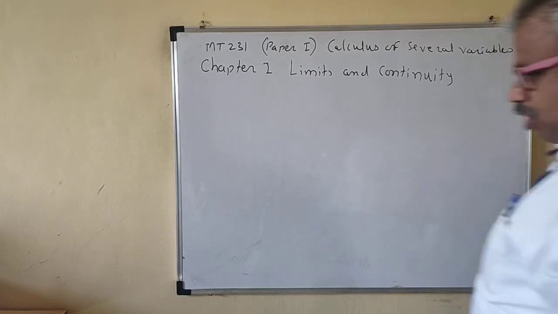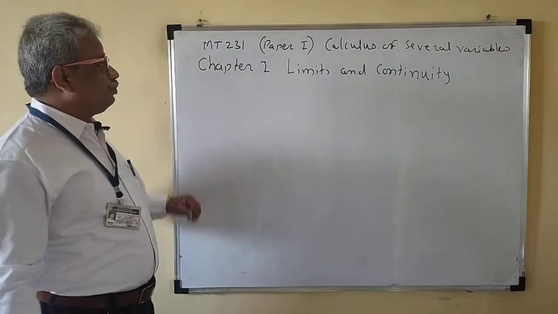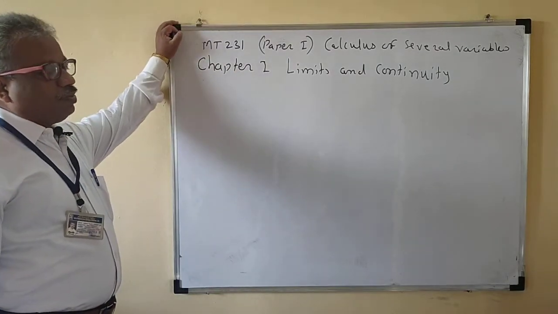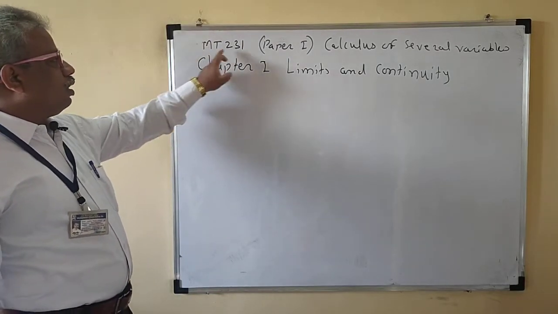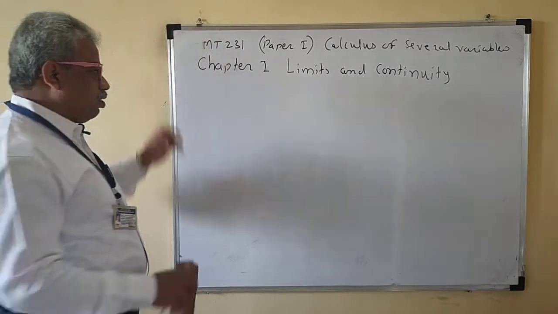So welcome to all of you. Today we will revise the mathematics paper first, that is the calculus of several variables. The course code is MT231. Chapter first is limit and continuity.